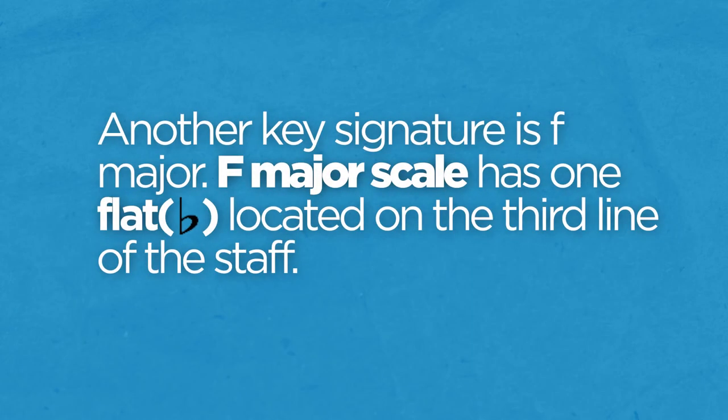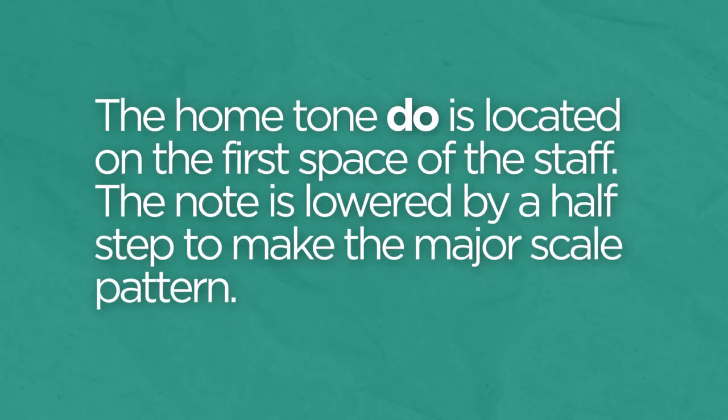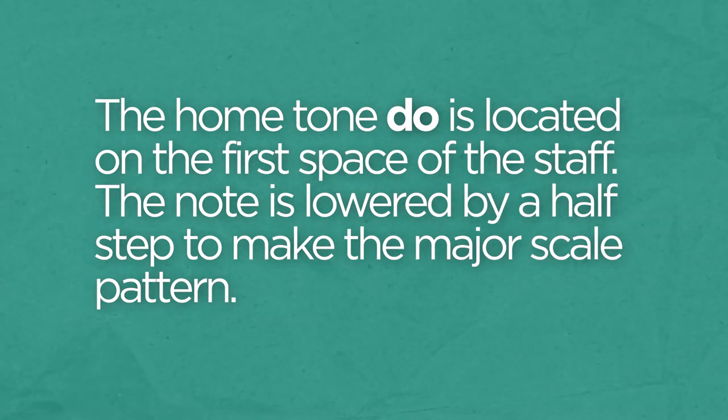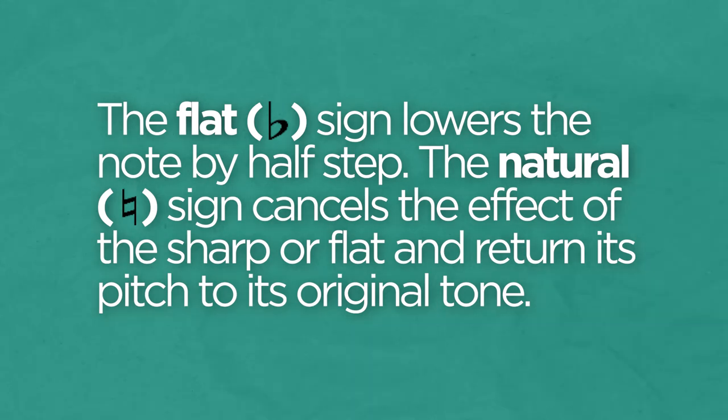Another key signature is F major. F major scale has one flat, located on the third line of the staff. The home tone Do is located on the first space of the staff. The note B is lowered by a half step to make the major scale pattern. The flat sign lowers the note by a half step. The natural sign cancels the effect of the sharp or flat and returns its pitch to its original tone.